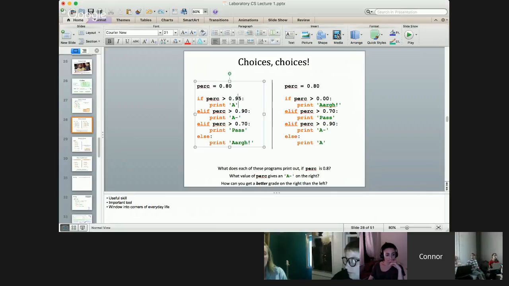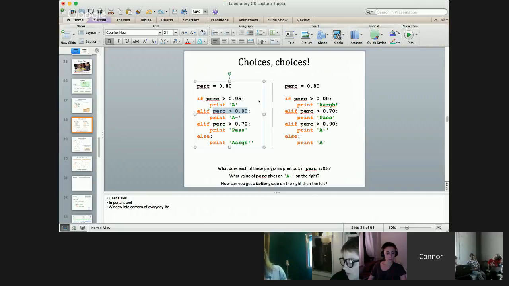I think so. So why would it do that? So we set perk to 80 up here, and we're asking if perk is greater than 95. So is perk greater than 95? No. It's equal to 80. Right. So perk is not greater than 95, so it can't print A. So then we jump down to here, right? Mm-hmm.